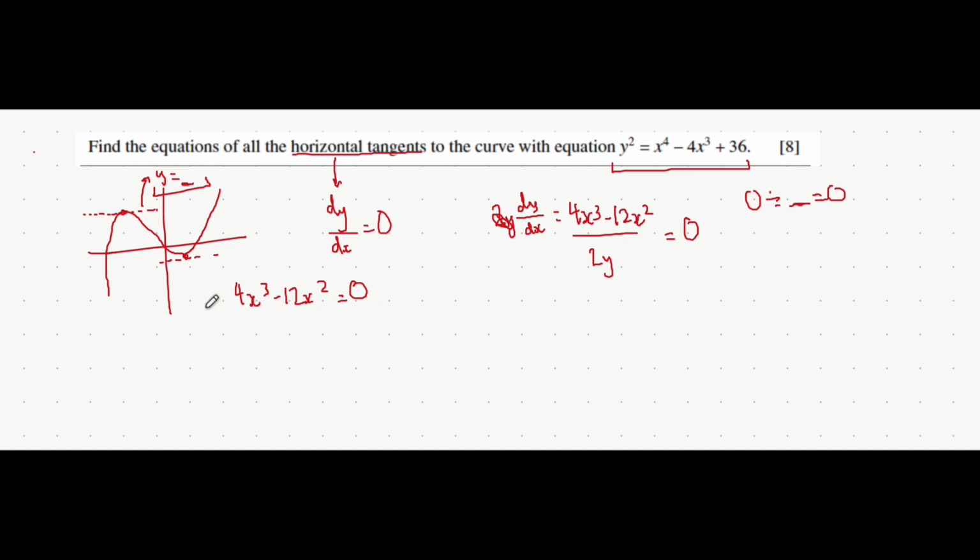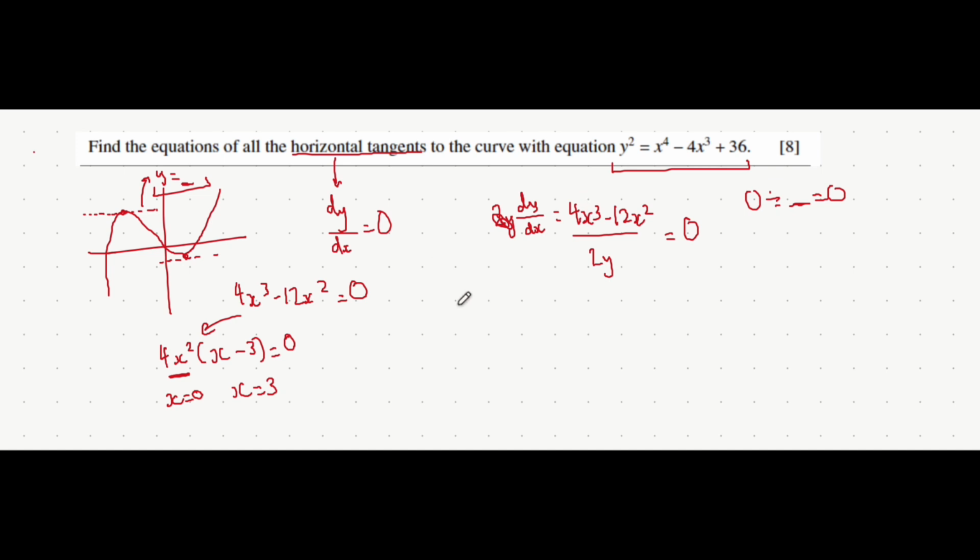Start by making this side equals 0, so we can factor out 4 and x squared from both of these terms. To go from 4x squared to 4x cubed, you multiply by x. To go from 4x squared to minus 12x squared, you multiply by minus 3. Make all of that equal to 0. Now, the left-hand side equals 0 either when x itself is equal to 0 or when x minus 3 is equal to 0, in which case x is equal to positive 3. So that tells you that there's two stationary points at 0 and 3.